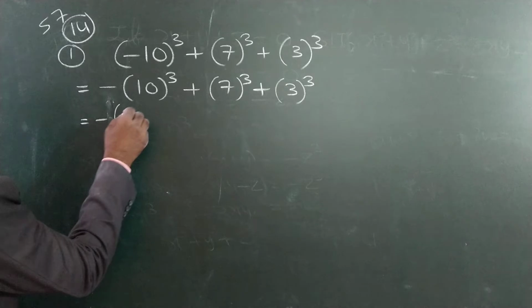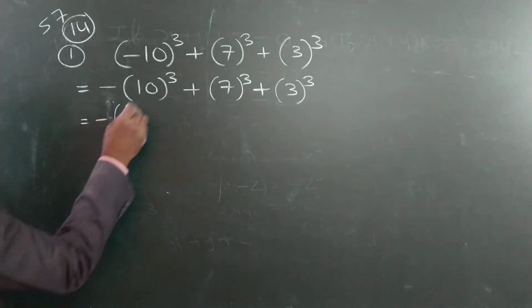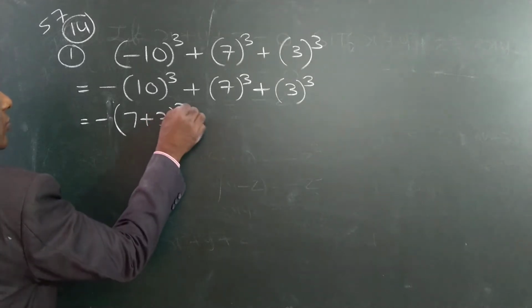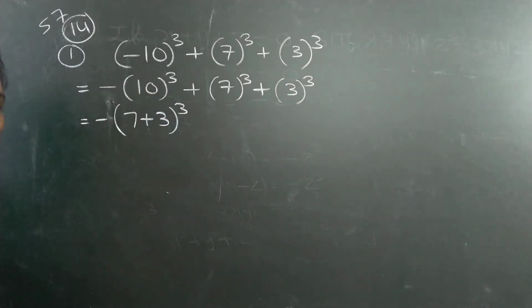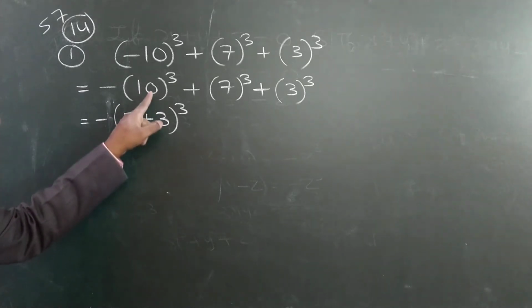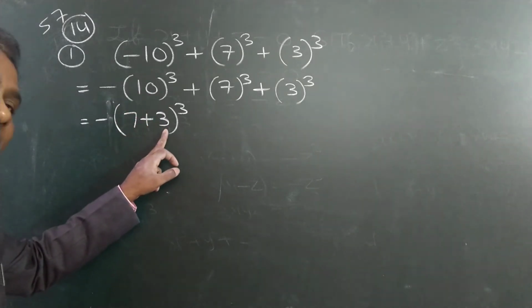So I am changing this one. But be careful about this minus sign. 10 can be written as 7 plus 3. What is 7 plus 3? 10. 7 plus 3 is 10. We can write it as 8 plus 2 also.